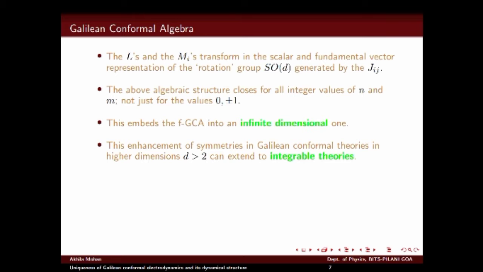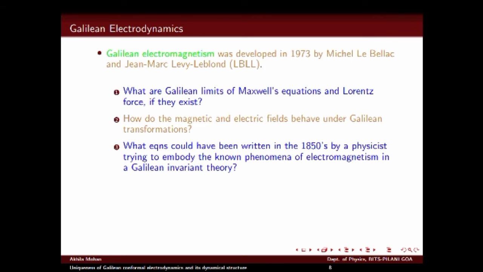As an example, let's study the Galilean electrodynamics case. Galilean electrodynamics was developed in 1973 by Le Bellac and Lévy-Leblond. They were trying to answer these questions: what are the Galilean limits of Maxwell's equations and the Lorentz force, if they exist? How do the magnetic and electric fields behave under Galilean transformations? They were also curious about the equations that could have been written in the 1850s by a physicist trying to embody the known phenomena of electromagnetism in Galilean theory.